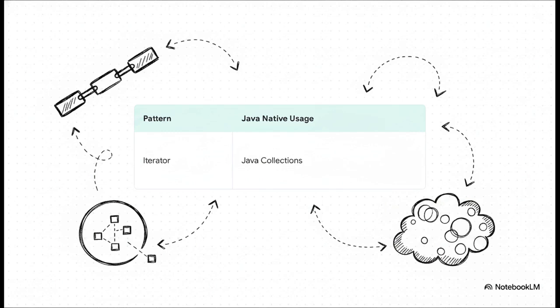Finally, we have the iterator pattern. This provides a standard way to traverse elements, and it is baked right into the DNA of standard Java collections. Whether you're looping through an array list, a hash map, or a hash set, the iterator pattern completely abstracts away the underlying data structure. It gives you a unified, totally safe way to move from one item to the next.